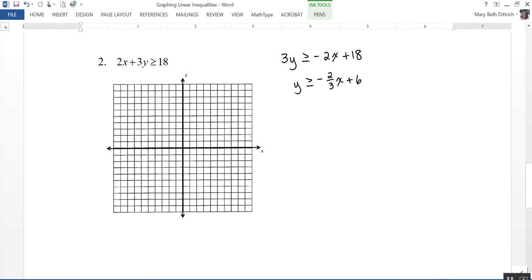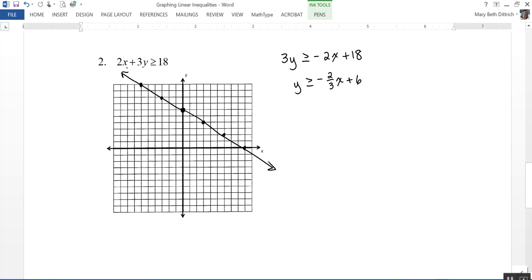So let's go ahead and graph that boundary line. My y-intercept is 6, and my slope is negative 2/3. That means I'm going to go down 2 and right 3, or up 2 and left 3. And since this is a greater than or equal to, I know that this is going to be a solid boundary line. So I draw a solid line.